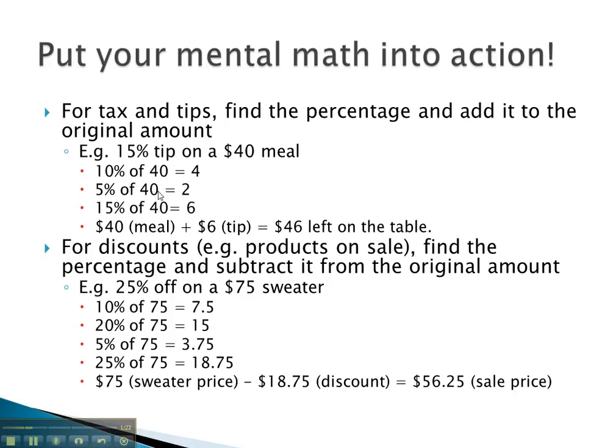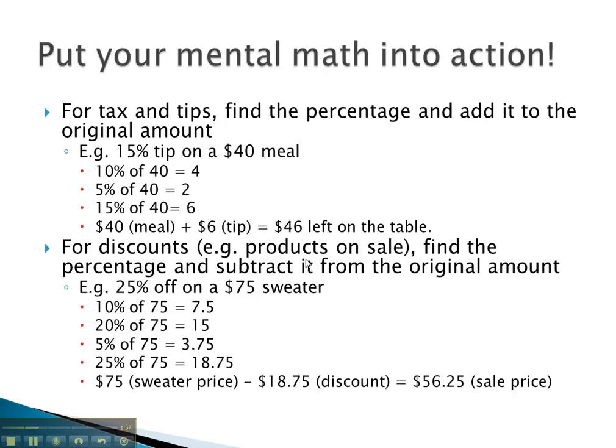5% of 40, that's half of the 10%, so 2. So 15% is 10% and 5% combined, 4 plus 2, 6. So you add it on to the cost of the meal. You got a $40 meal, you add on the $6 tip, so you're gonna leave 46 bucks on the table.